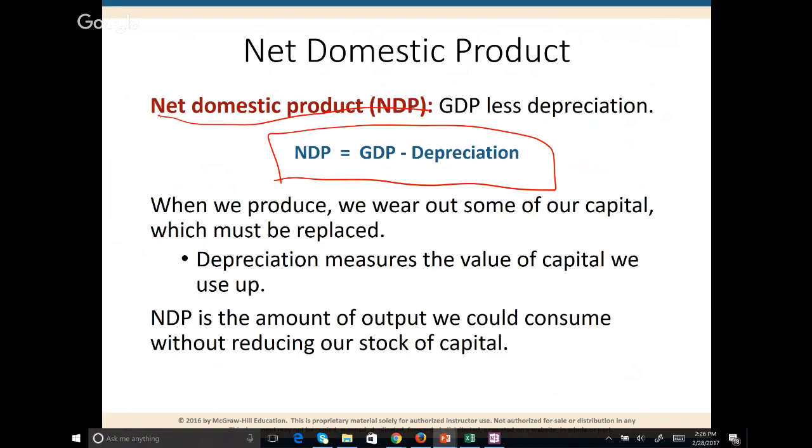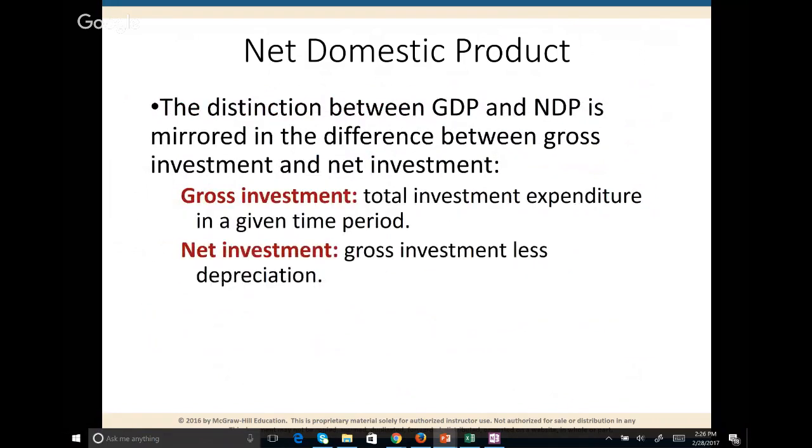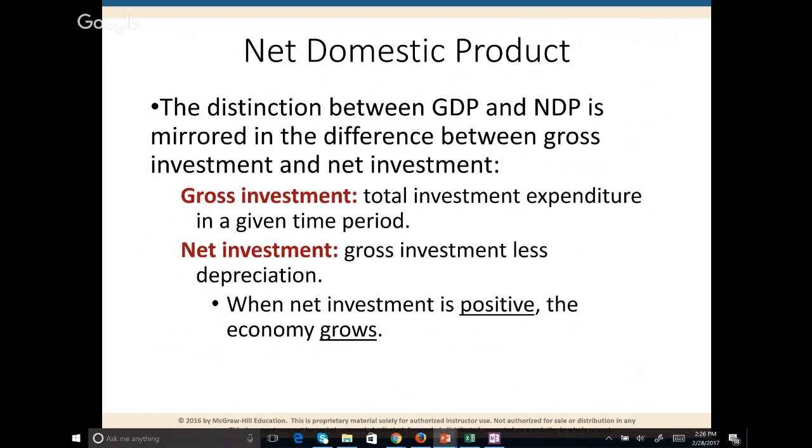Depreciation is anytime you have a decrease in value of your asset. So if you have a new car and you drive it, it will lose value. That decrease in value is called depreciation. Also know what gross investment and net investment are, so this will be on the quiz as well.